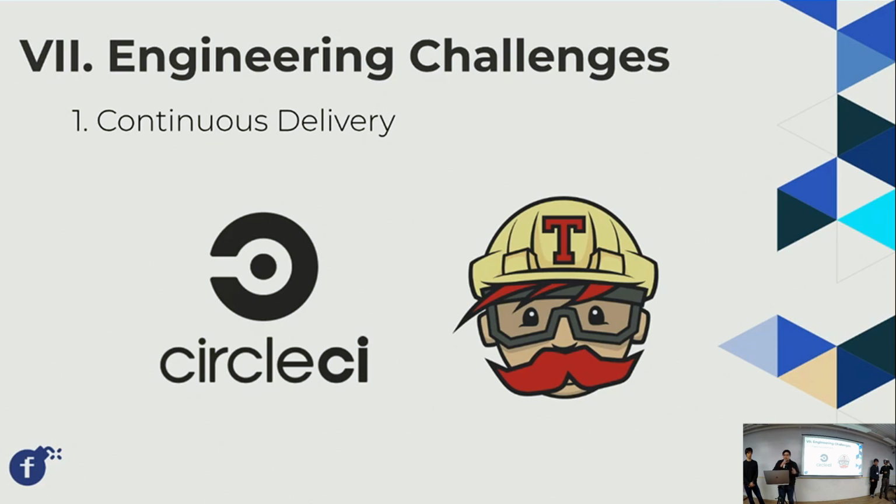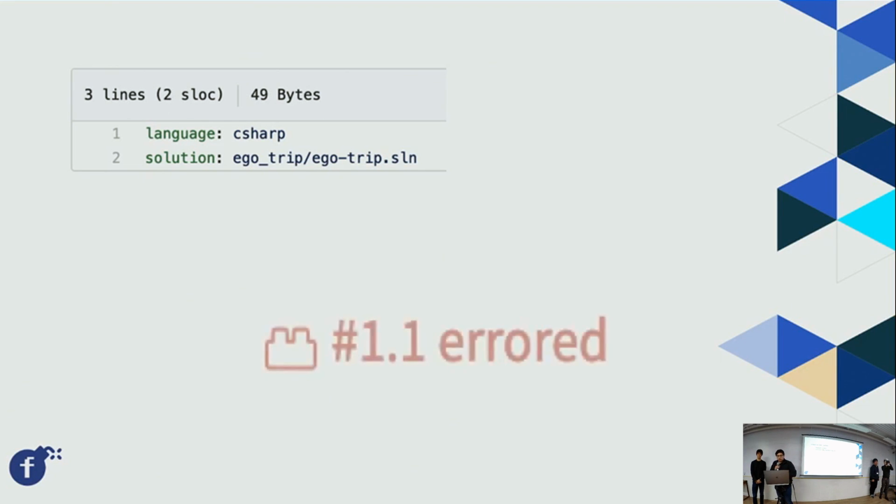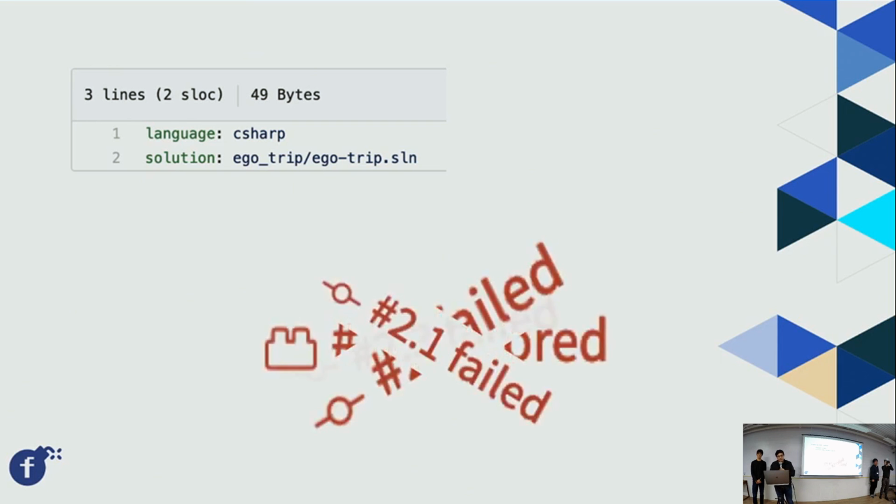So I'm going to talk to you about the engineering challenges that we faced, and the first one was how to build a continuous delivery pipeline. We have a couple of providers, Circle CI and Travis CI, and we went with Travis CI because we thought it was going to be so easy. It was just going to be a single configuration file, a couple of lines long, just tell it the language that the application is written in, and it will build. But it turned out we were wrong, very, very wrong.